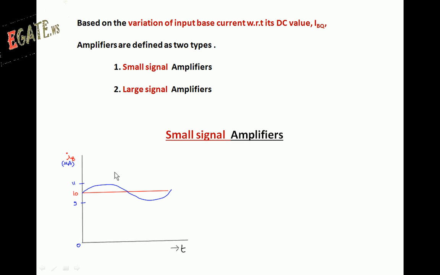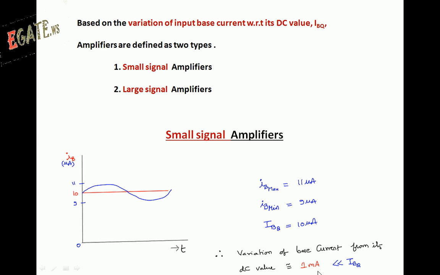Let us assume we are going with small signal. First we will take the case of small signal. The variation of base current from its DC value is shown in red color, and the blue color is the total current, consisting of AC plus DC. The base current variation is very small. If you observe, there is a variation of only 1 microampere, which is very small compared to its DC value of 10 microamperes. So IB maximum is 11 microamperes, IB minimum is 9 microamperes, and the DC value of IB is 10 microamperes. Here it is not milli, it is 1 microampere, which is very small compared to your DC current. Such amplifiers are called small signal amplifiers.